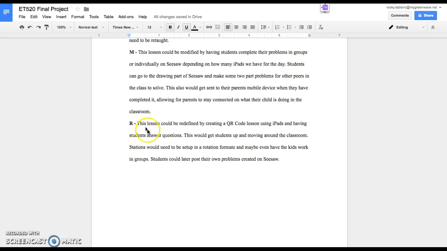Also, the redefinition would be a good one. I could do QR codes, have students work on their problem, come up and scan the QR code and see if they got the right answer for the problem, or they could create their own QR codes for the answers that they got. It would take a little bit of time to teach this though.